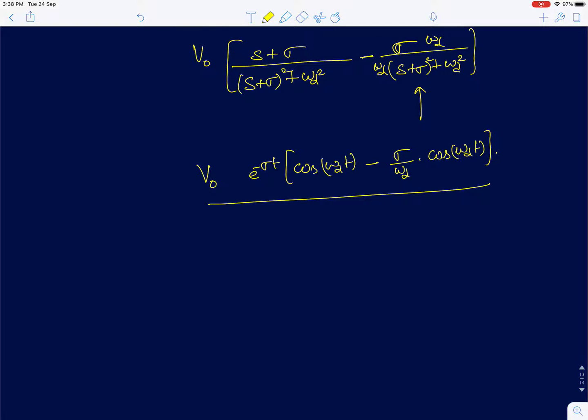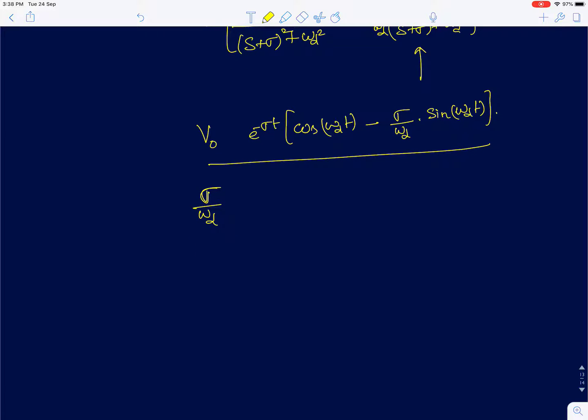Okay, sorry, this is sine of omega d t. Now sigma by omega d, here I'll make an approximation. This term sigma by omega d will normally be a very small number. So sigma we know is omega naught by 2Q, and omega d is omega naught into root of 1 minus 1 by 4Q square. Now for large values of Q, this can be approximated to 1 by 2Q.